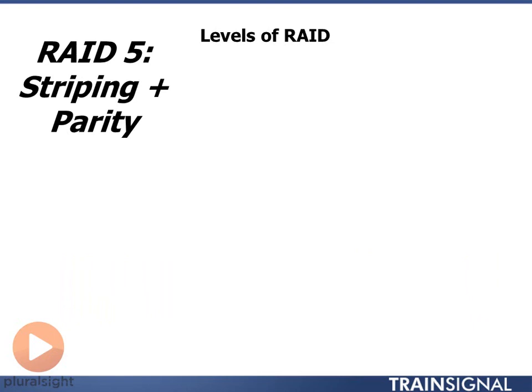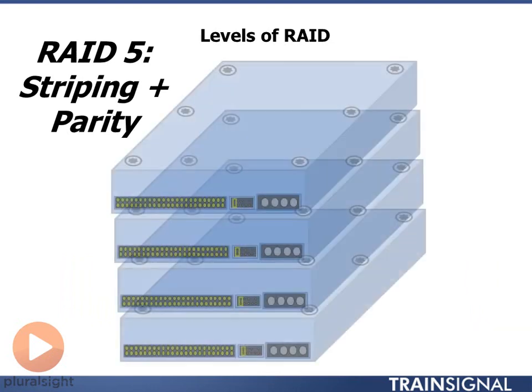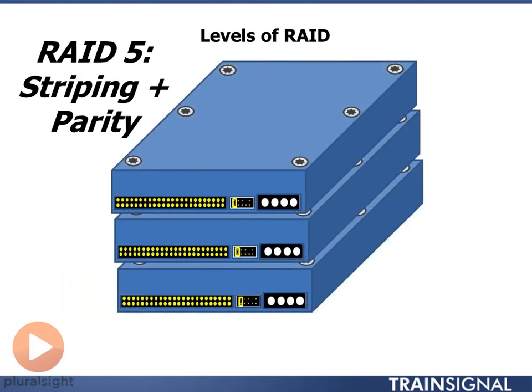The last level of RAID that I want to talk to you about is something called RAID level 5. And this is a very popular form of RAID. And this is called striping with parity. In this case, you have to have at least 3 disks. You can have more, but you have to have at least 3.